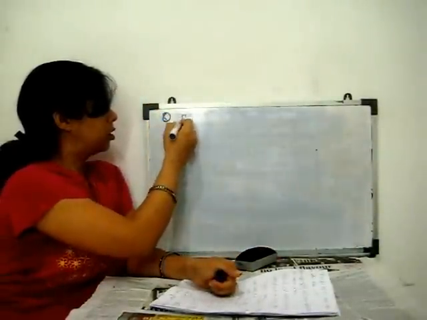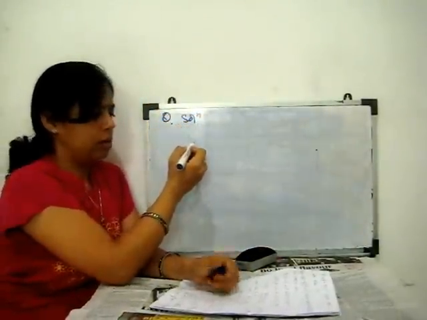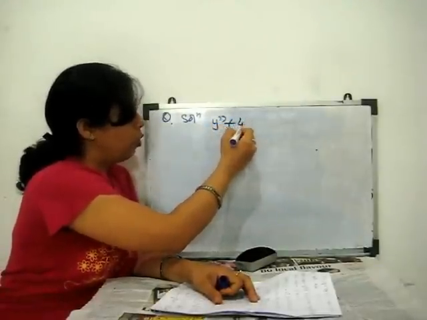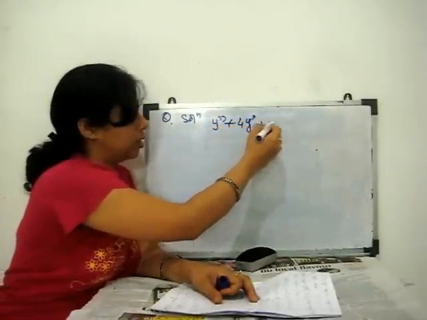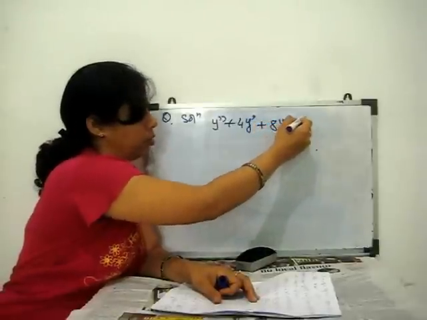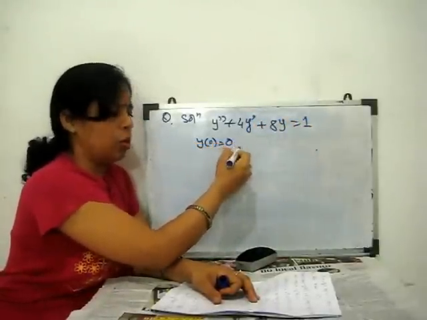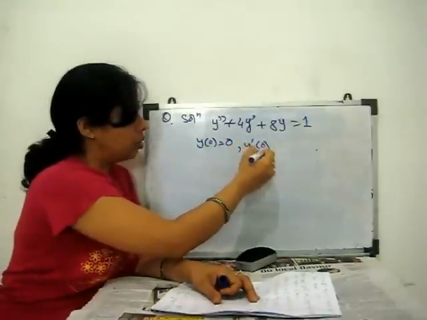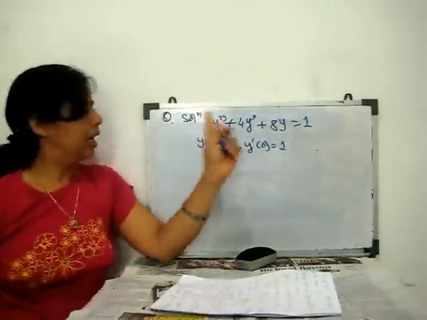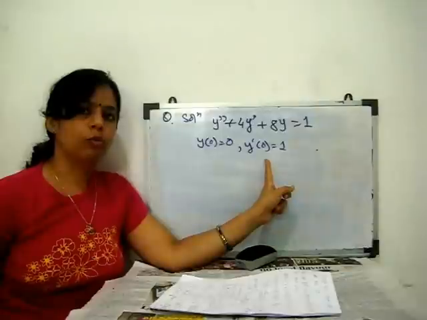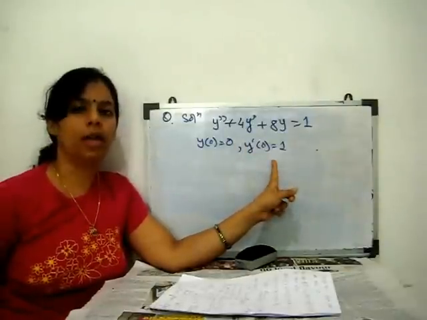So go for one example. Question is, solve y double dash plus 4y dash plus 8y equal to 1, given y(0) is equal to 0 and y dash 0 is equal to 1. Always give the boundary condition because we have to substitute these values.